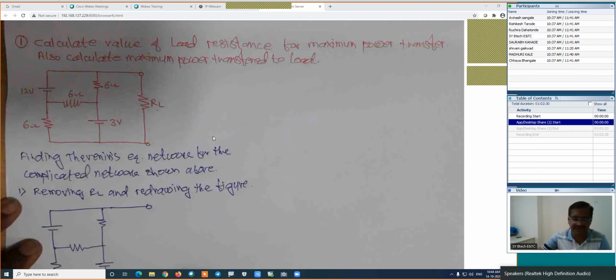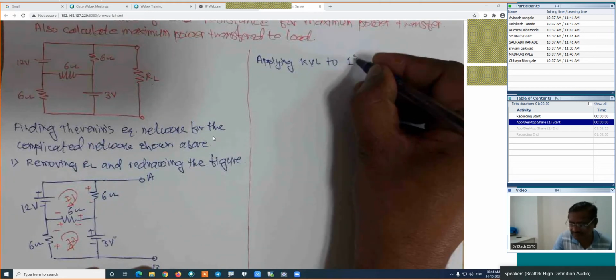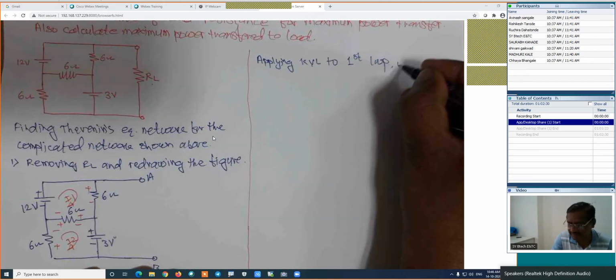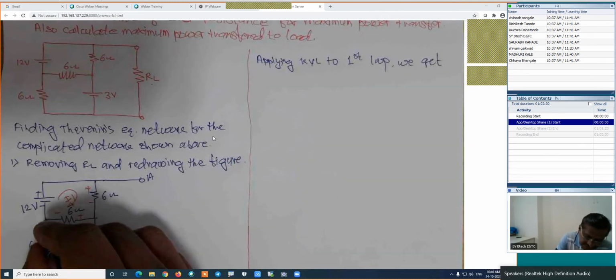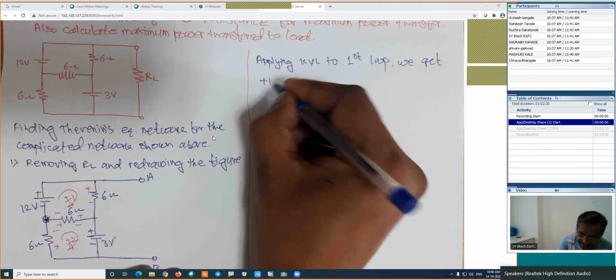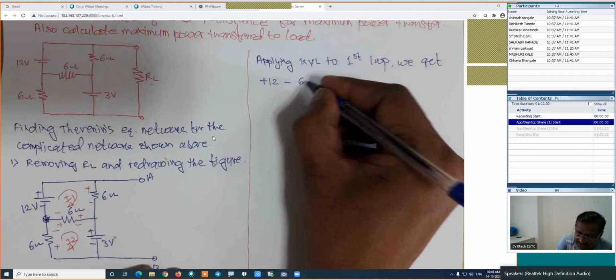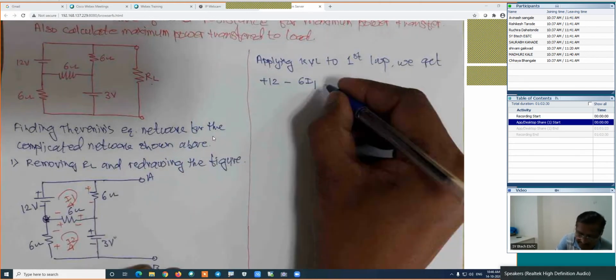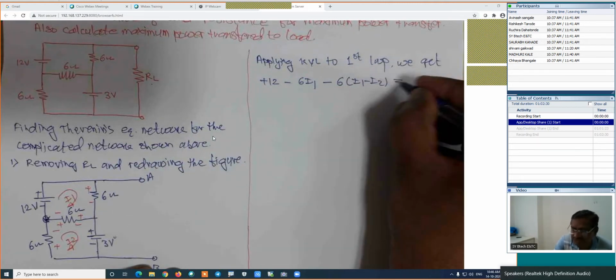I will write here: applying KVL to the first loop. We will apply the KVL, or Kirchhoff's voltage law, to the first loop and we will prepare its equation. If we are starting from this point for loop 1, traveling in the clockwise direction, negative to positive, that is a plus 12, then positive to negative for this resistance, it is a minus 6 into its current, which is I1, then positive to negative, it is a minus, its resistance is 6 and its current is I1 minus I2, which is equal to 0. This is the equation.